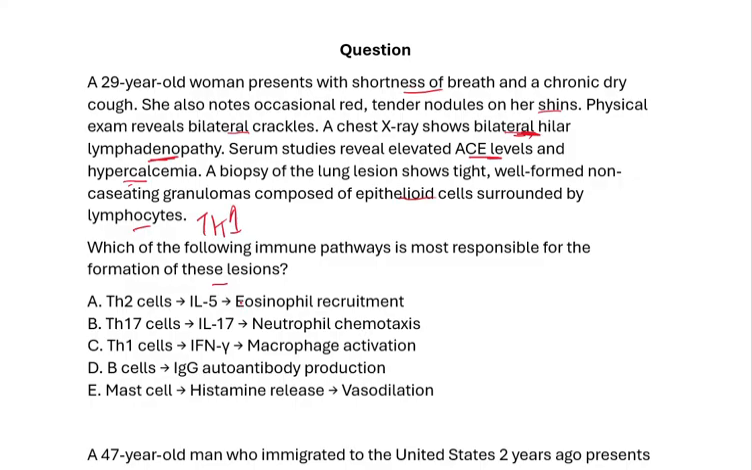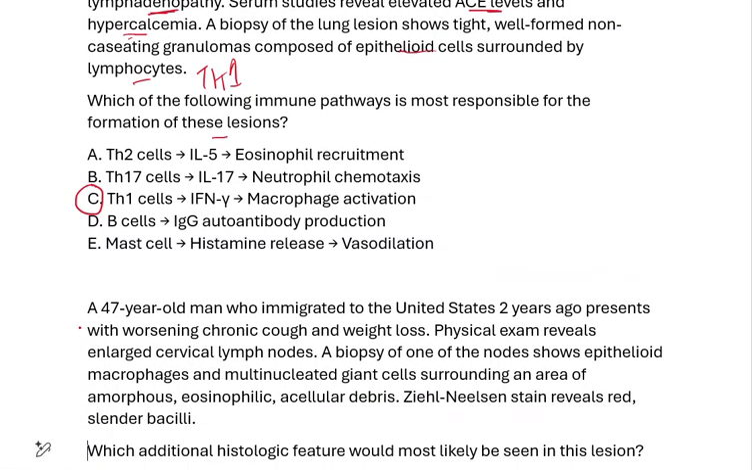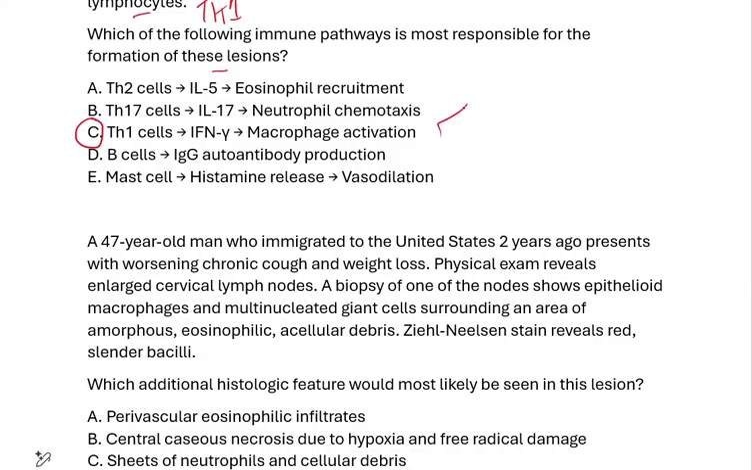So what do you guys think? Right? The same pathway for all granulomas. So the best answer there would be what? C. So T-alpha cells releasing interferon-gamma, activating the what? Macrophages. And the macrophage is going to release what? TNF-alpha, right?